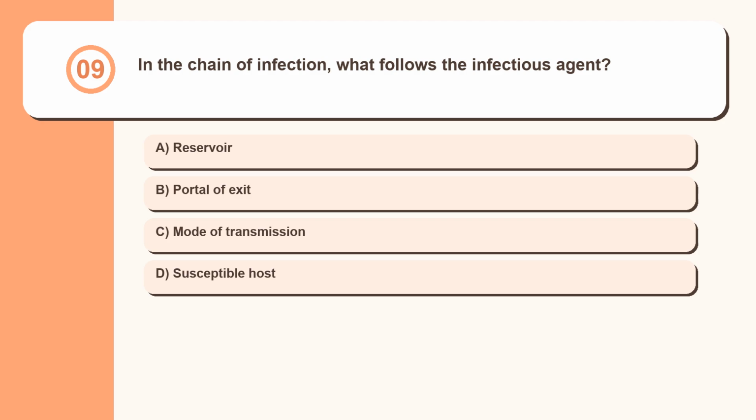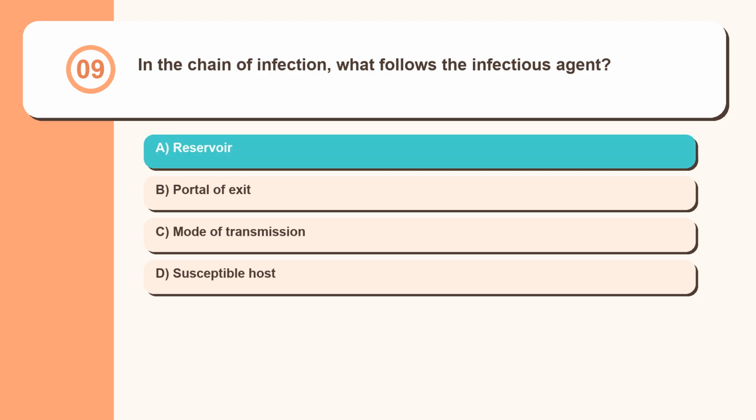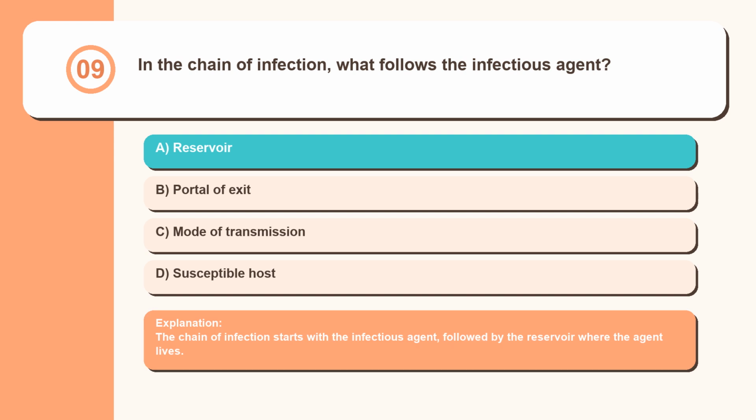Question 9. In the chain of infection, what follows the infectious agent? Reservoir, portal of exit, mode of transmission, susceptible host. The chain of infection starts with the infectious agent, followed by the reservoir where the agent lives.